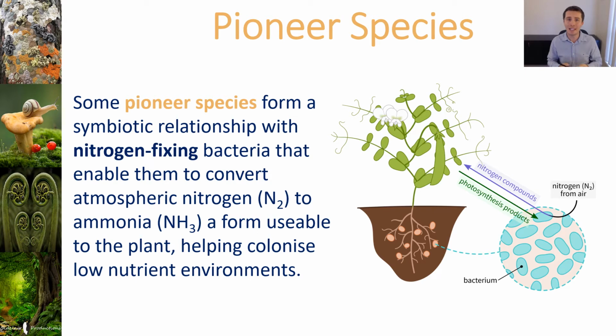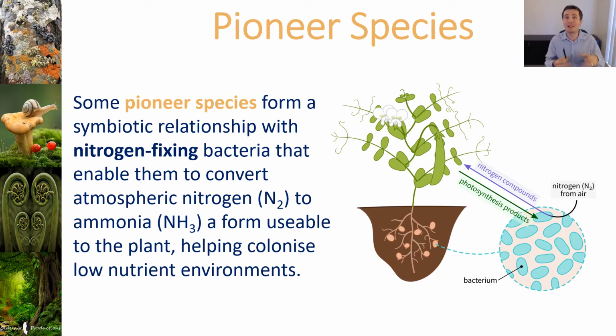So some pioneer species form a symbiotic relationship with nitrogen-fixing bacteria. And if you remember from the nitrogen cycle, these are bacteria that are able to convert atmospheric nitrogen, N2, into different nitrogenous compounds, one of them being ammonia, or NH3.